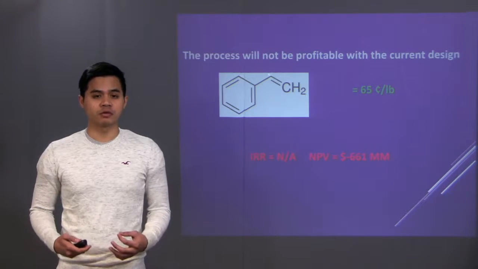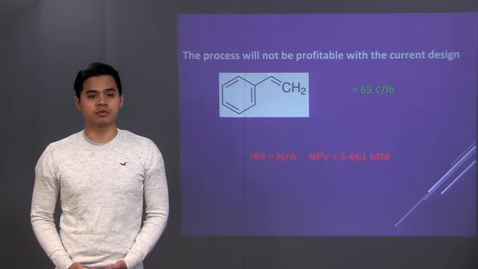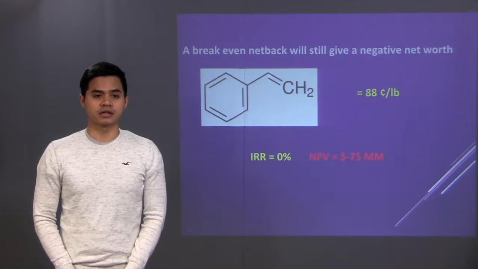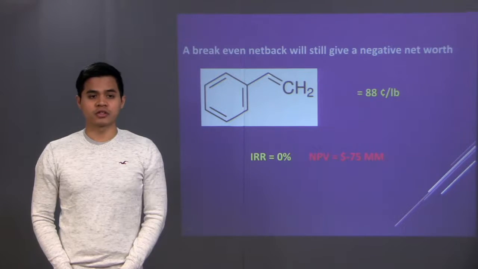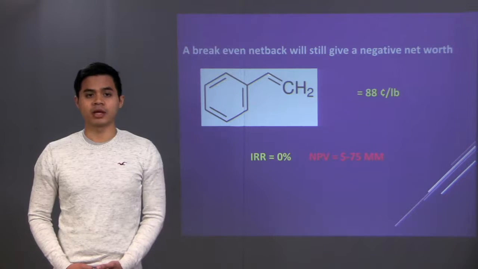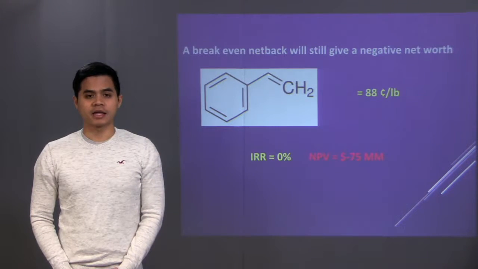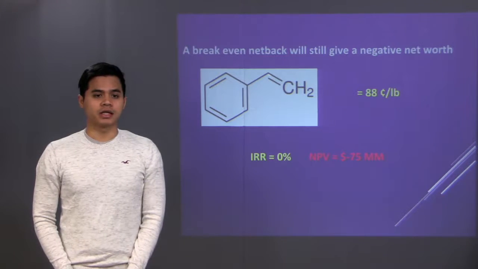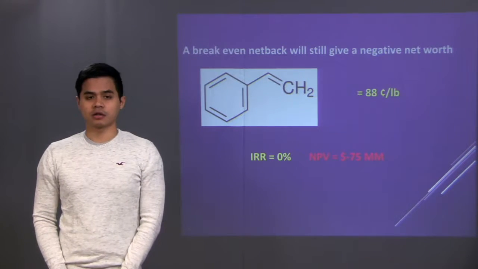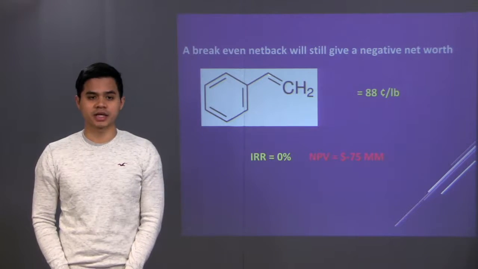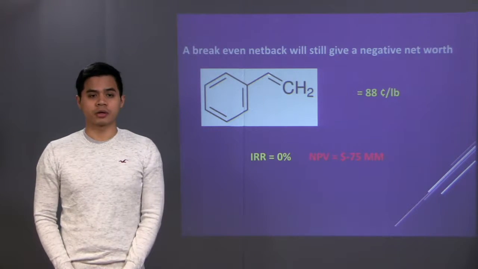Now, if we were to increase that netback up to 30% with the price of 88 cents per pound of styrene, the rate of return, the IRR, would be 0%. And that would give us a break-even netback at 88 cents per pound. But still, the net worth would be negative $75 million. So even if the netback was increased by 30%, we will still be operating at a loss.